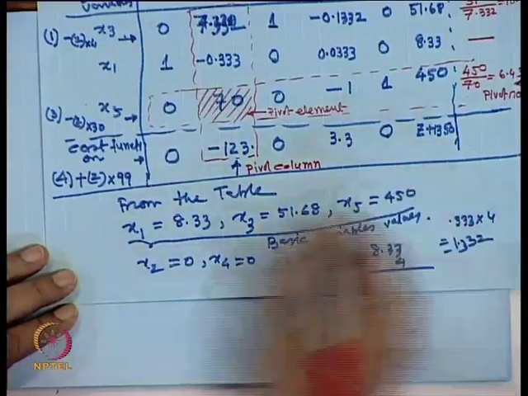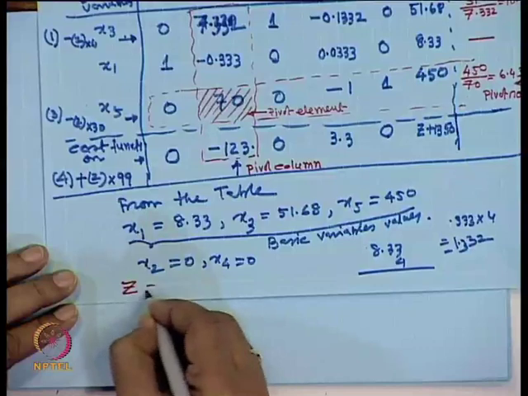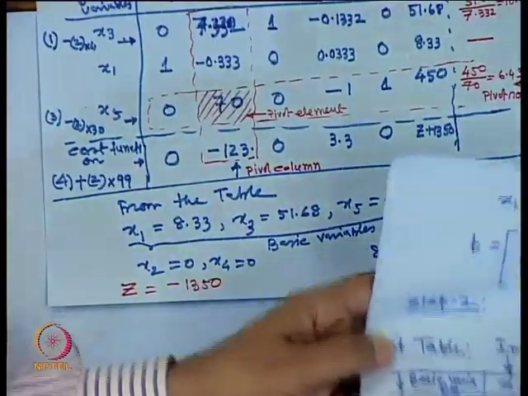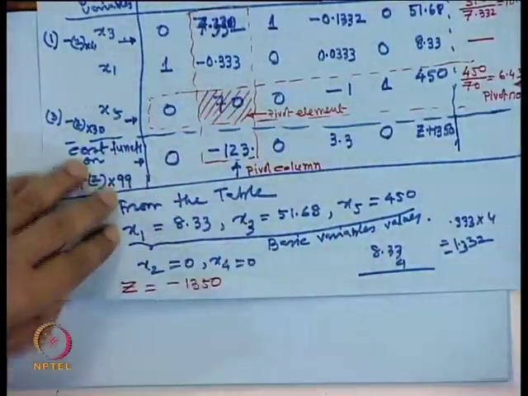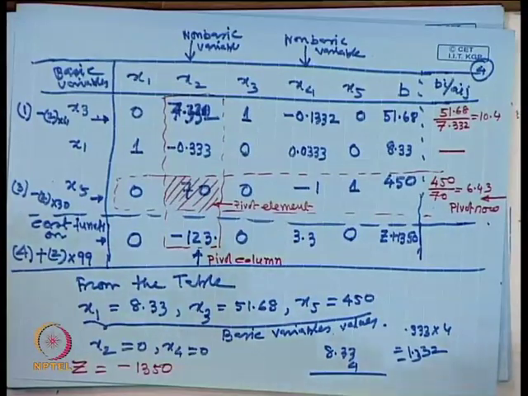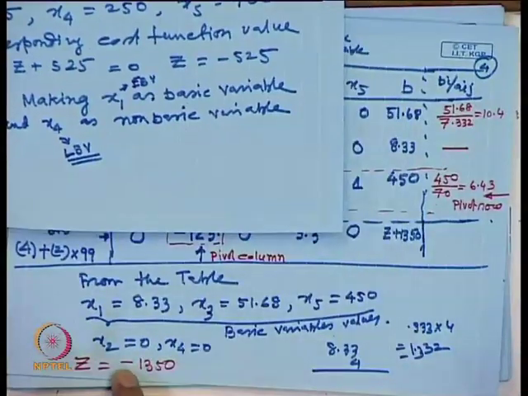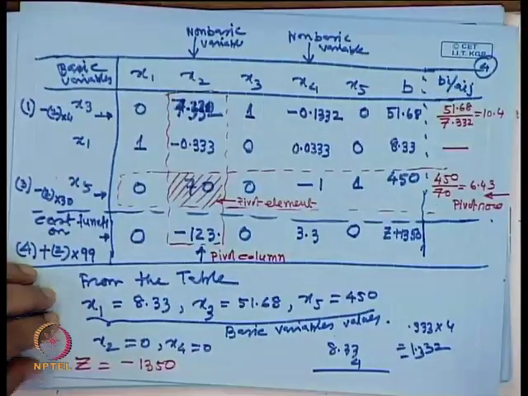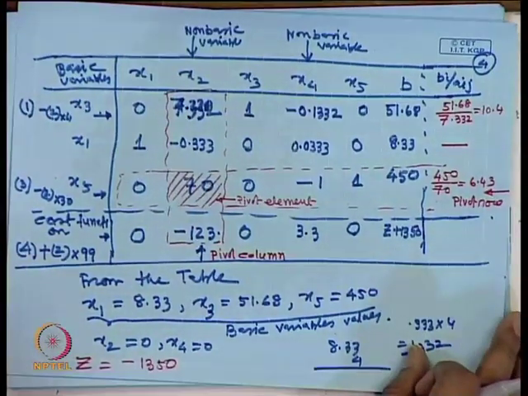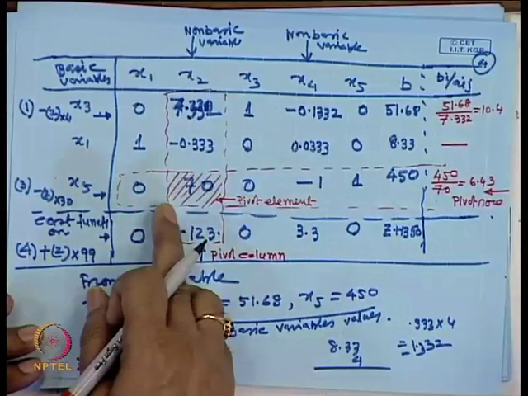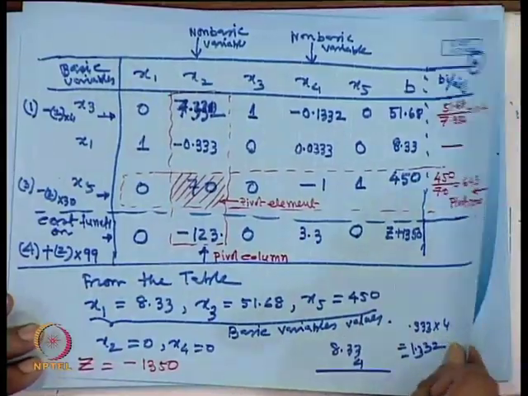Now, from this table, our objective function value is minus 1350. Previously, the function value we got was minus 525. Now we got minus 1350. Agree? So, now the function value has decreased. Further, we can decrease the function value since one coefficient of the objective function is still negative. Agree? So, there is a possibility to improve further. So, let us call this table 3, the third table.